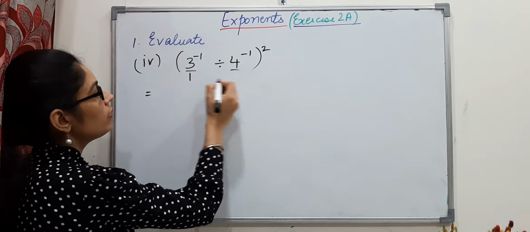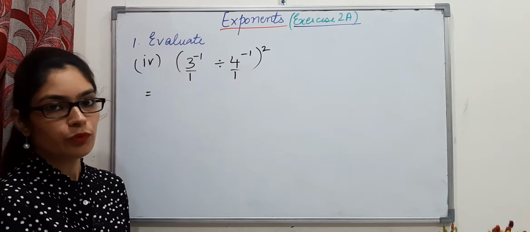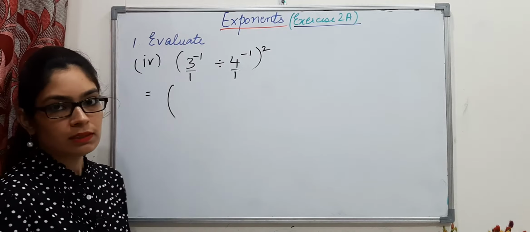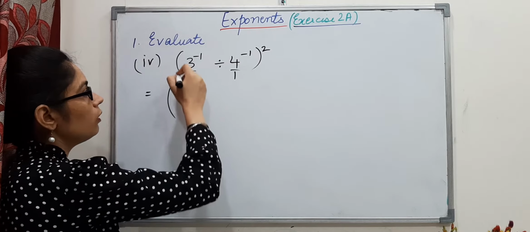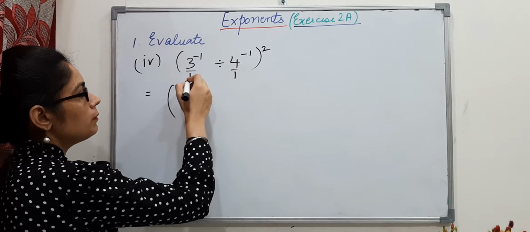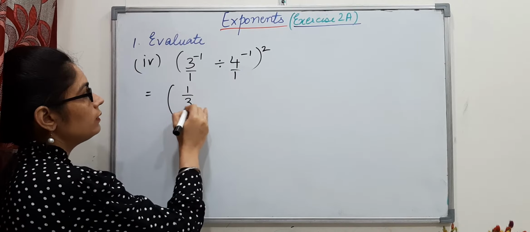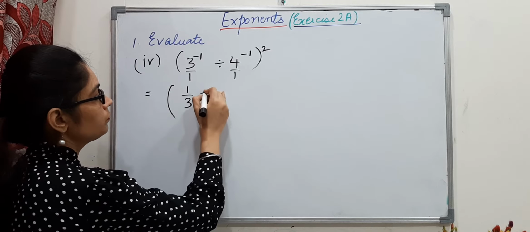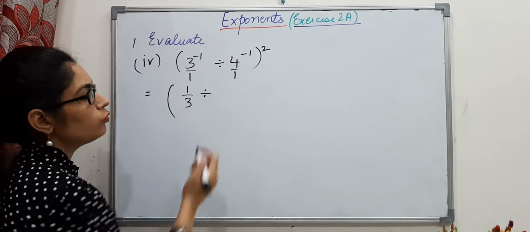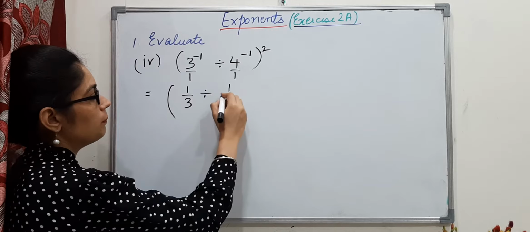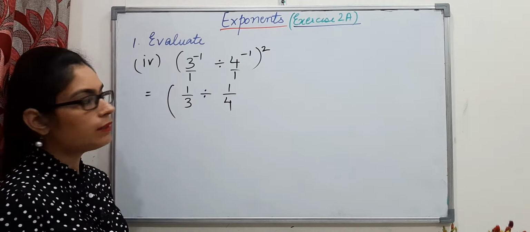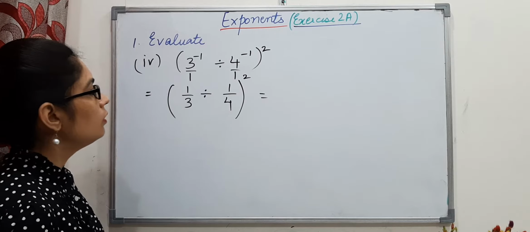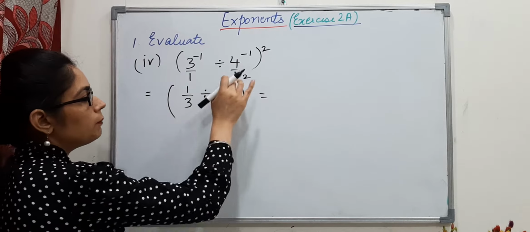So 3 we can write as 3 by 1 and 4 we can write as 4 by 1. Now in order to make the powers positive, we can take the reciprocal of the bases. So here 3 by 1 will be changed to 1 by 3, power 1 no need to write, divided by 4 by 1 will be changed to 1 by 4, power 1 no need to write, whole power 2. So 1 by 3 divided by 1 by 4.